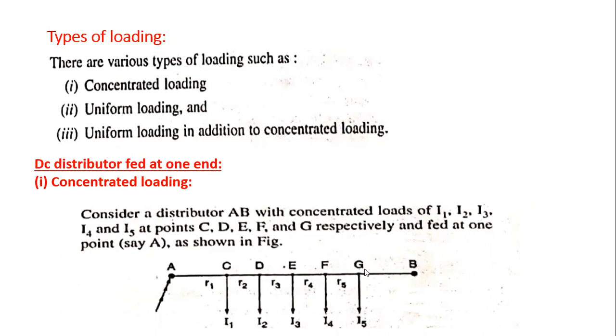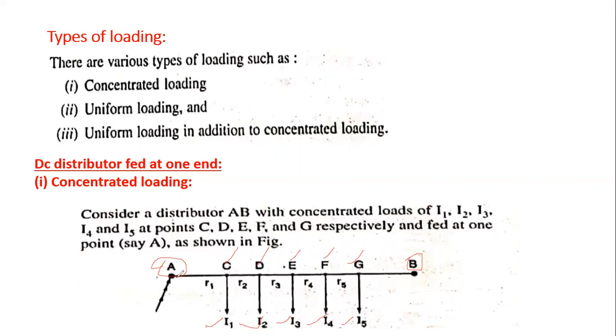This is the distributor. A and B are the distributor. The loading points are C, D, E, F and G. At these loading points, the currents are I1, I2, I3, I4 and I5. These are the currents at the loading points.